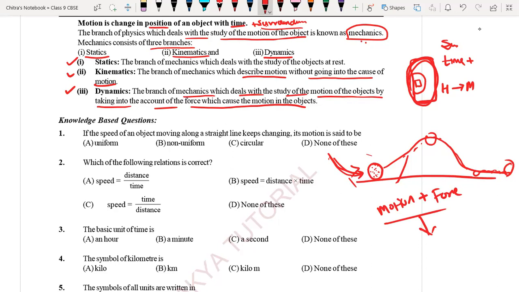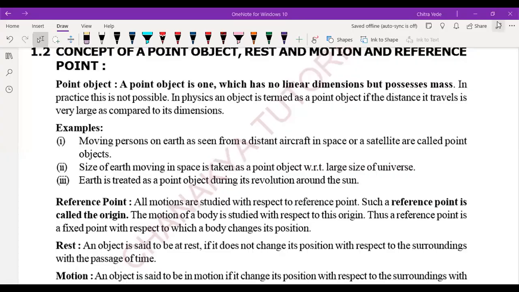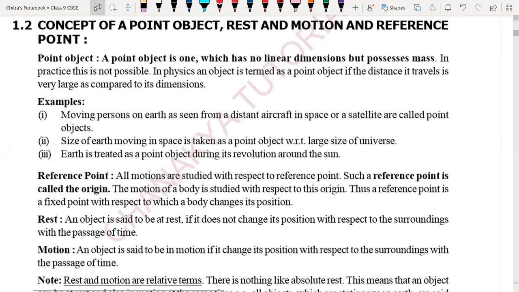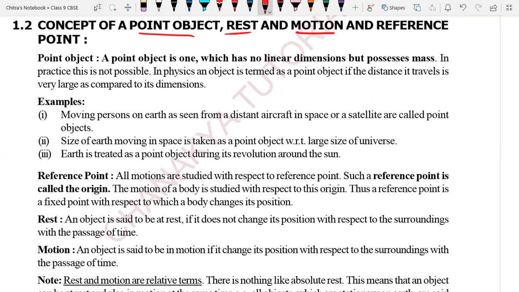Again, I want you to take a screenshot, then we are moving further. Now we are going to cover the important concepts related to the chapter, related to motion. First, the concept of a point object. Then an object in rest, then an object in motion, and the difference between points. When an object starts from point A and reaches point B, we identify the difference between A and B, which is nothing but the distance.